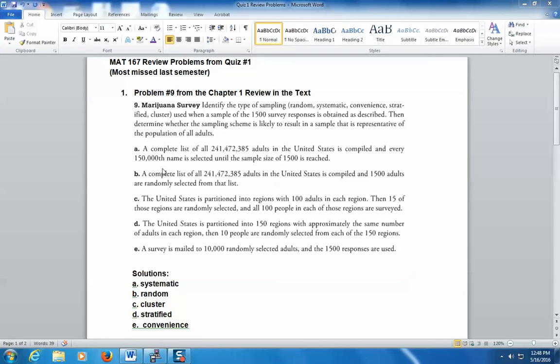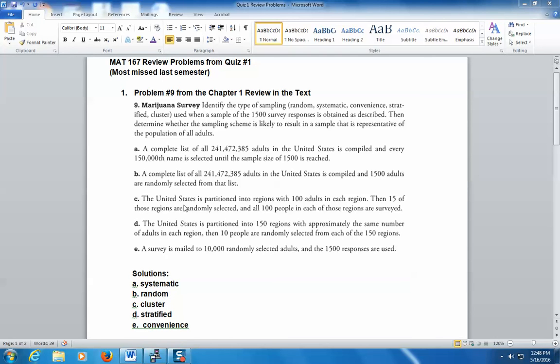So A: a complete list of all adults in the United States is compiled and every 150,000th name is selected until you get a sample size of 1,500. So since we're putting them in order and then choosing a particular one, this one is considered a systematic sample. Part B, if we take a complete list of all the adults in the United States and choose 1,500 randomly from the list, that is definitely random because everybody has the same chance of being selected.